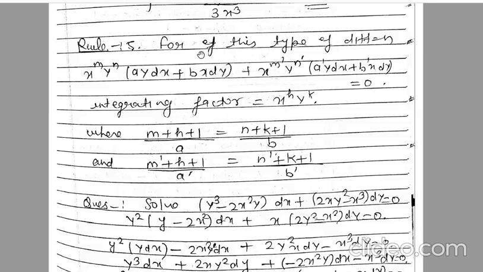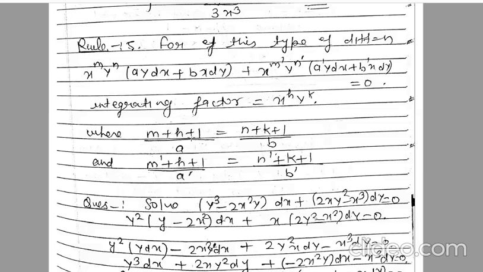So first you have to calculate your m, n, a, b, m dash, n dash, a dash, b dash. Then you will calculate your h and k. After that you will write the values of h and k, and that will be your integrating factor, right? So for the solution of h and k, you have two equations.